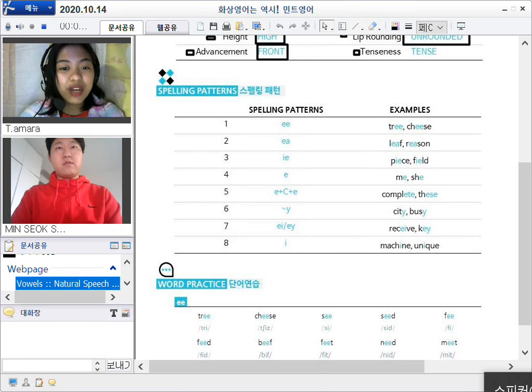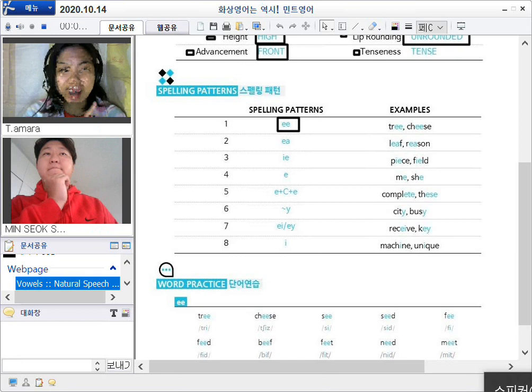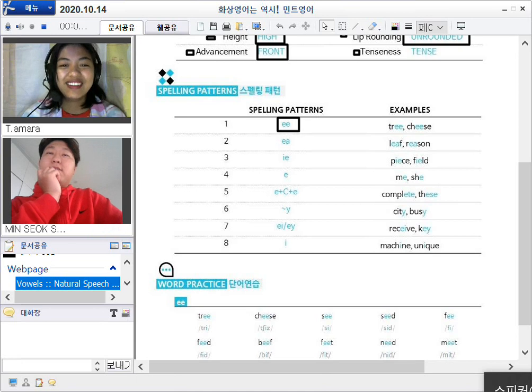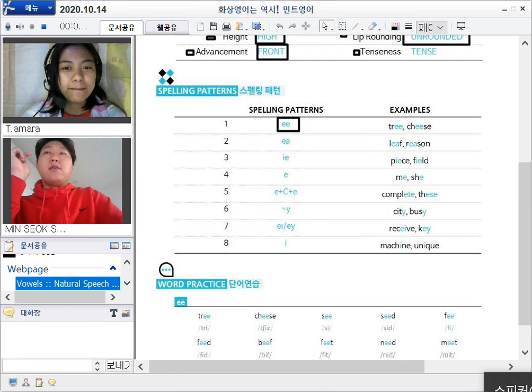The first one: if the word has a double E, it means that you're going to use the E sound for those letters. Like the words tree, cheese. Try to put more tenseness. Tree, cheese. Good job.